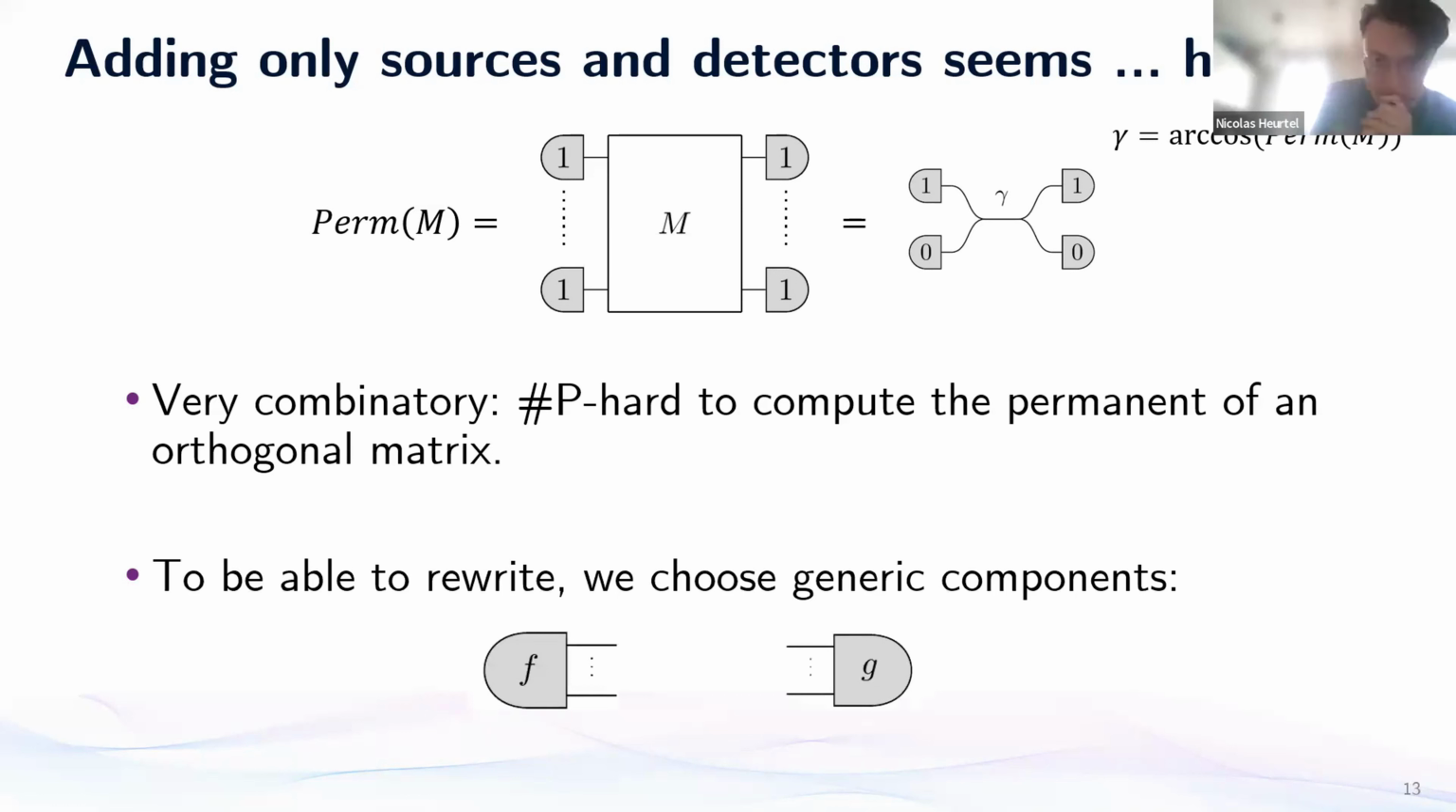My proposition in my work was not to do that, but to introduce generic components. We can't just rewrite those two circuits with just sources of one, or at least it seems very difficult. So one way to do it is to allow very generic sources and very generic detectors. What I mean by that is that F here can be any superposition of Fock states.